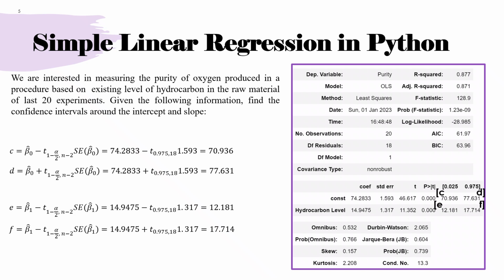For the intercept, beta 0, the confidence interval is obtained by subtracting and adding the product of the critical t-value corresponding to 0.975 and 18 degrees of freedom and the standard error of beta 0 from and to beta 0 hat, respectively, to form the lower and upper bounds. Similarly, for the slope, beta 1, we subtract and add the product of the same critical t-value and the standard error of beta 1 from and to beta 1 hat to obtain the lower and upper bounds of the confidence interval.